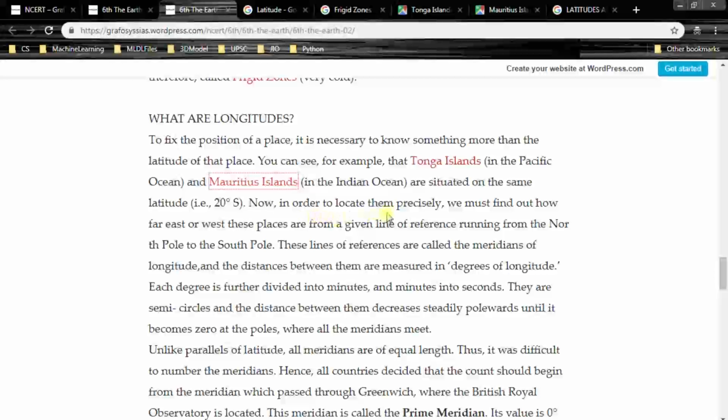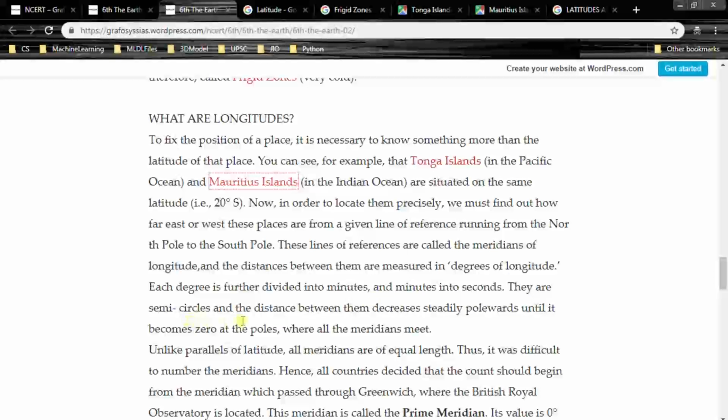Now, in order to locate them precisely, we must find out how far east or west these places are from a given line of reference running from the North Pole to the South Pole. These lines of reference are called the meridians of longitude, and the distances between them are measured in degrees of longitude. So latitude is horizontal, longitude is the vertical one. Each degree is further divided into minutes and minutes into seconds.